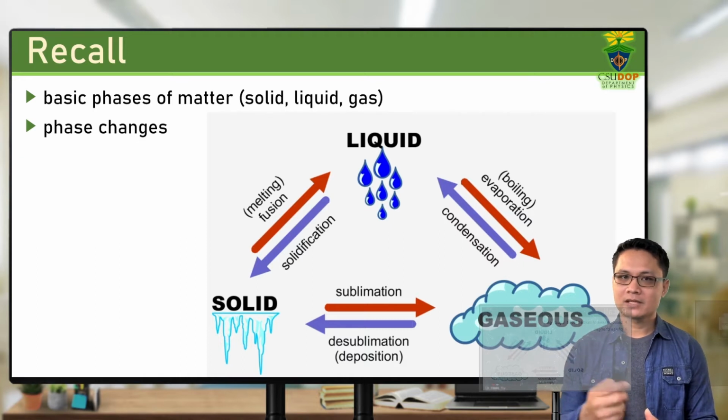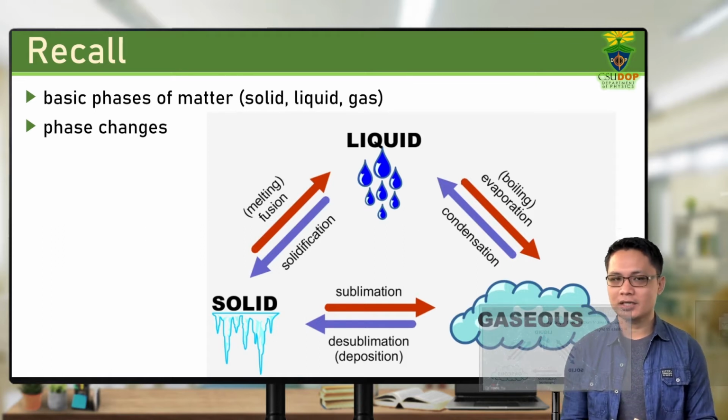And the reverse process of that would be solidification or crystallization. And for the changes of phases between the solid and gas, where we can change the gas into a solid directly, we call that deposition. And for the change of solid back to its gaseous phase, we call that sublimation.